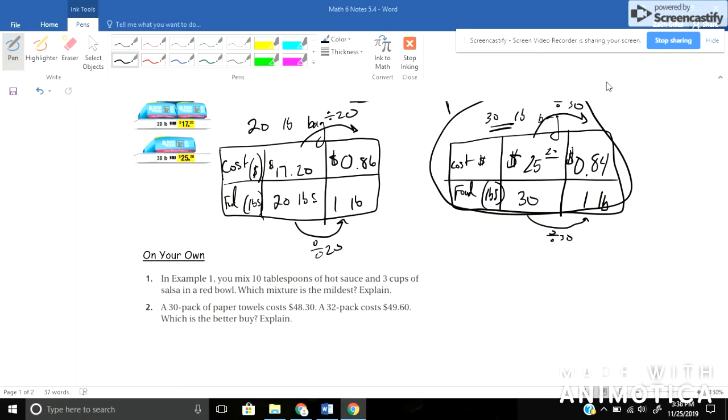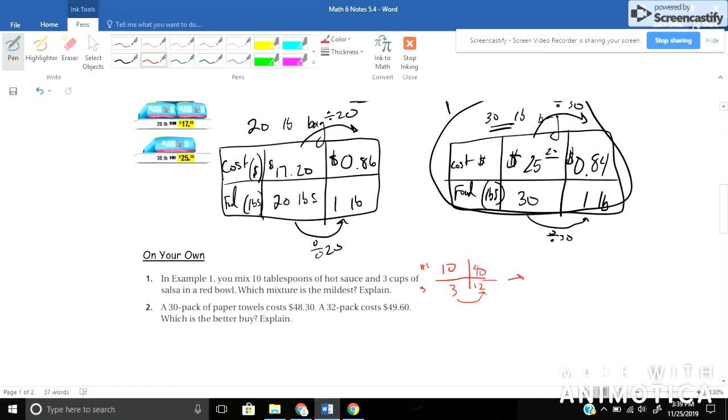Example 1, you mix 10 tablespoons of hot sauce and 3 cups of salsa in a red bowl. Okay, so I've got 10 tablespoons of hot sauce, and then I've got salsa, and I've got 3 cups of salsa. So remember, we got them to 12 so we could compare them. Well, multiply by 4, multiply by 4. That'd be 40 cups of hot sauce in this red one.